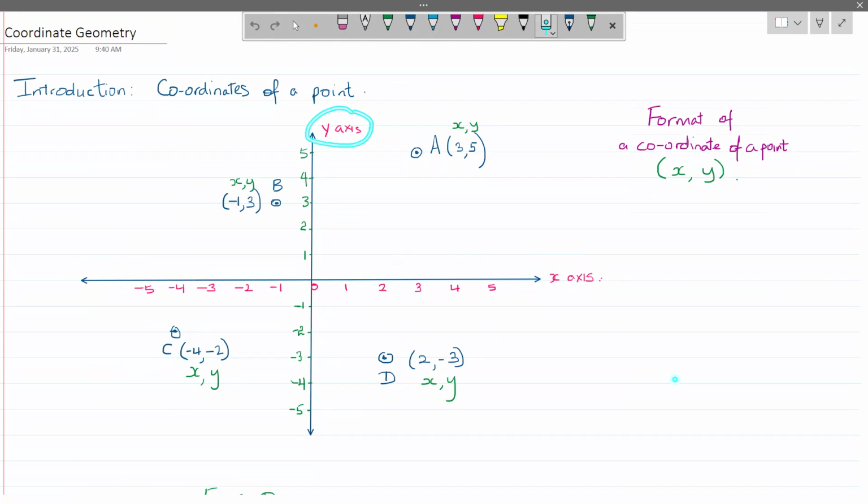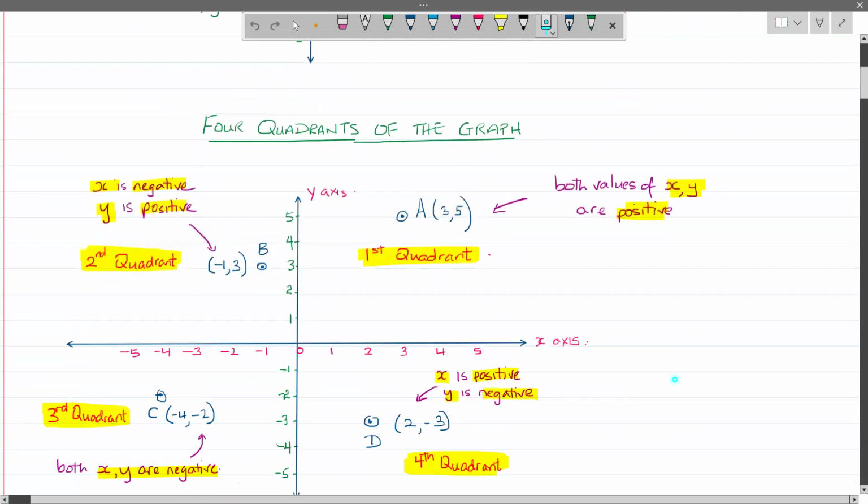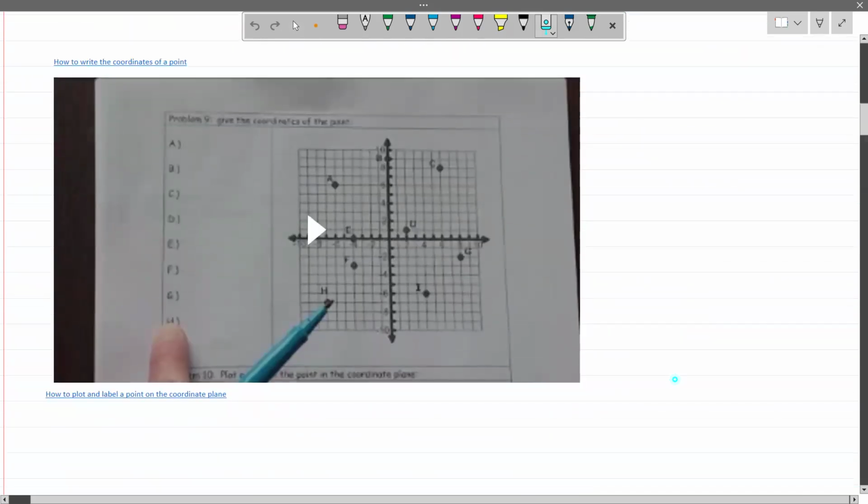The y-axis is the vertical axis. The top section is positive. We have increasing positive values. The bottom section has increasing negative values as you go further down, right? Using this pair of axes, we could draw a point on the graph, right? And we're going to look at a video now in terms of writing the coordinates of a point.